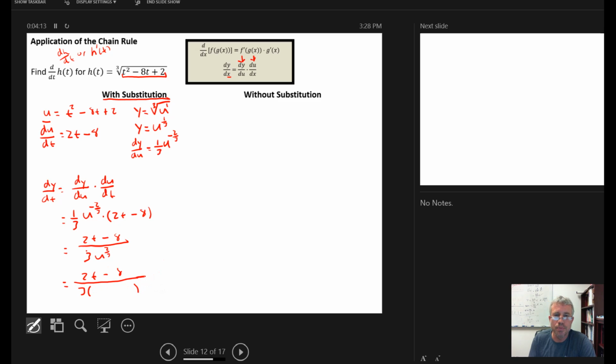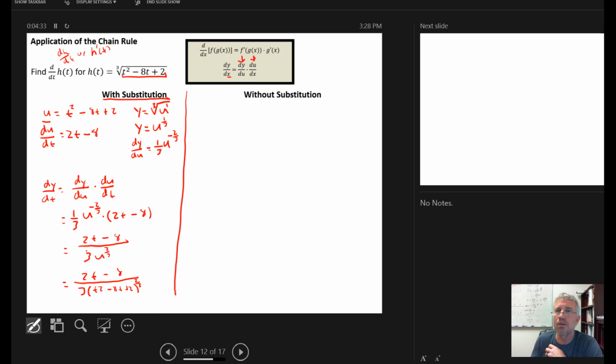That's a horrible exponent again, 2/3. And replace the u with the t squared minus 8t plus 2. I have to try one more time. That's so bad. If it doesn't look like it's an exponent, then it's not an exponent.